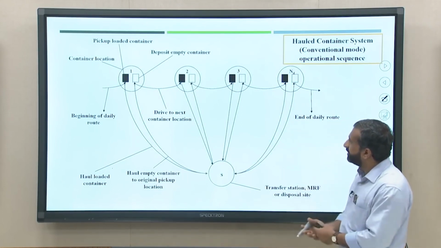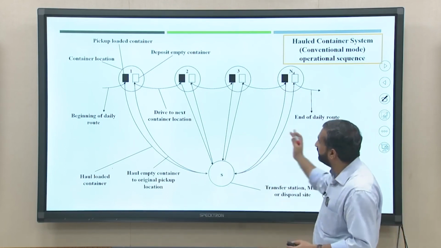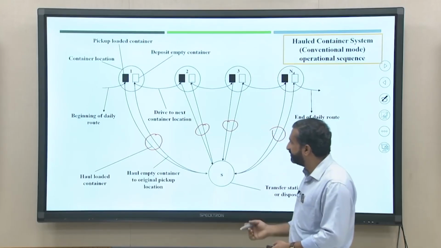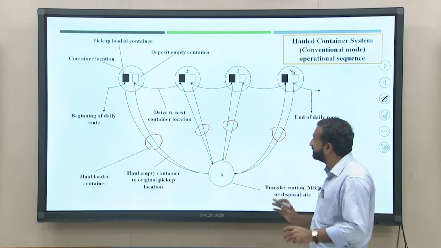So, this is a hauled container system where the vehicle is visiting different locations. You see here that in this case there is a lot of hauling; for one location, it has to be hauled 2 times from the container location to the disposal site. Similarly, for each location 2 times, and so on. So, it is a very costly method. I will compare the hauled container and stationary container systems later, then I will explain.